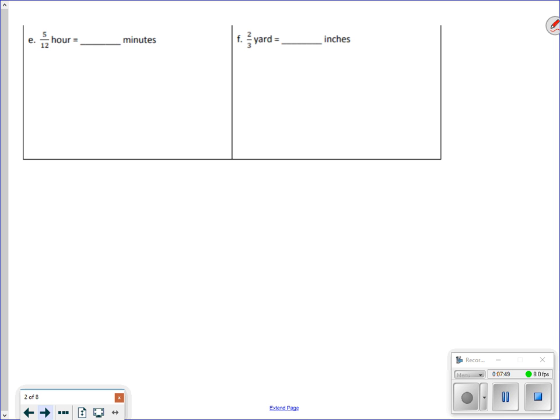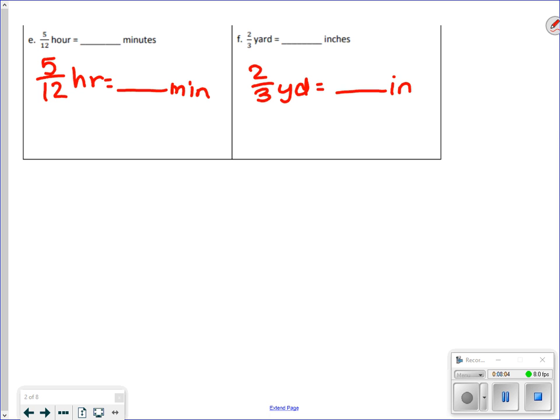Okay, I want you to do 5/12 of an hour into minutes and 2/3 of a yard into inches. Show your work. 5/12 of an hour is how many minutes? 25 minutes.